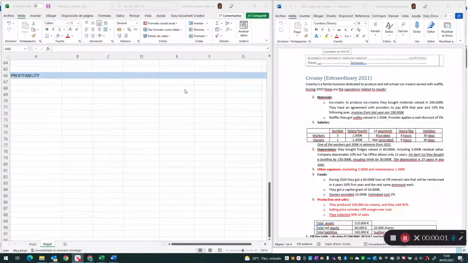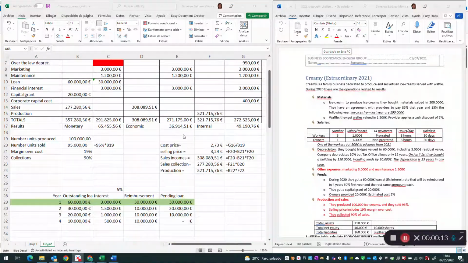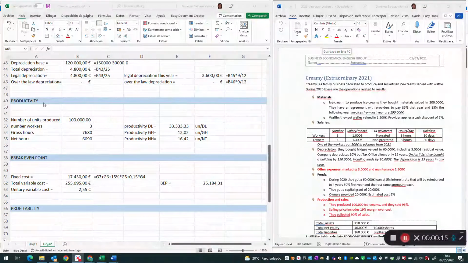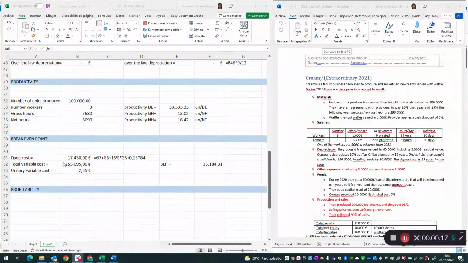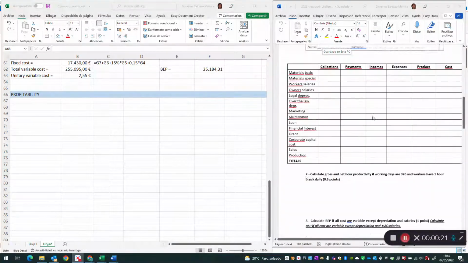In this video, we're going to see how to calculate profitabilities. So we're going to continue with the exercise we had been doing, this Creamy exercise, in which we had already prepared the payment, expense, and cost table. We have already calculated the productivity and a break-even point. So it's time for the profitabilities.